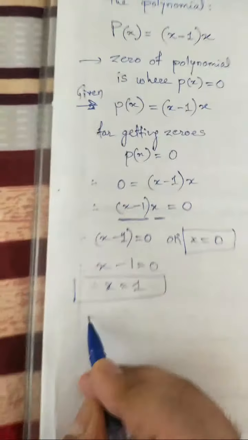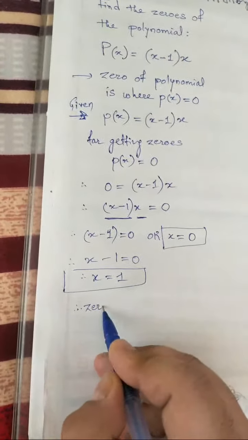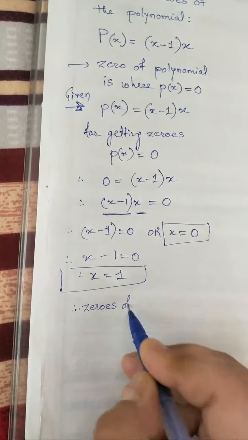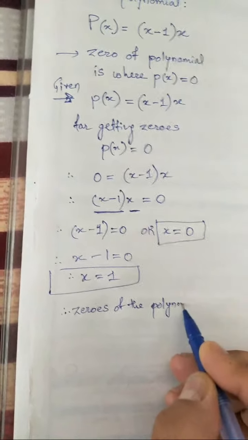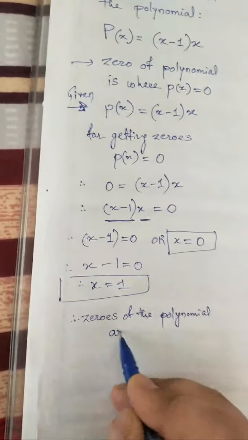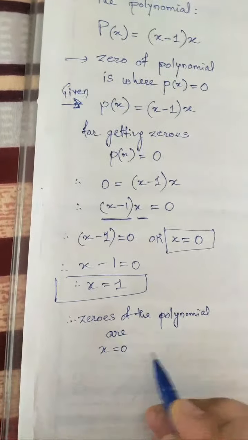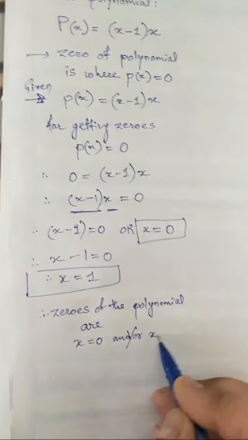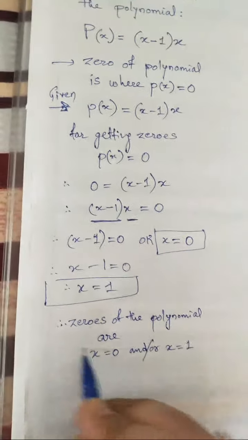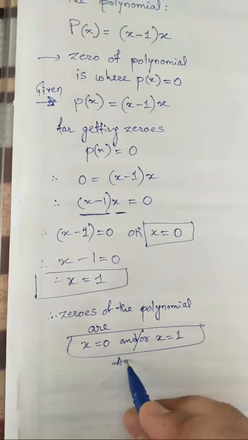So the zeros of this polynomial are x = 0 and x = +1. Okay, these are the zeros of this polynomial.